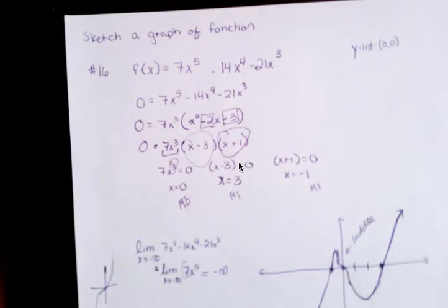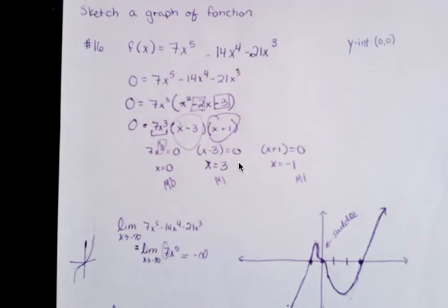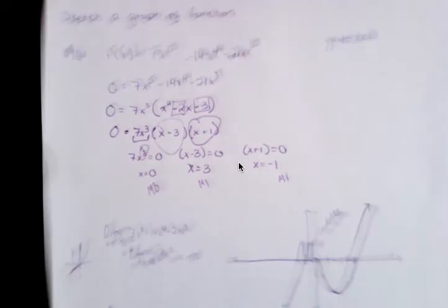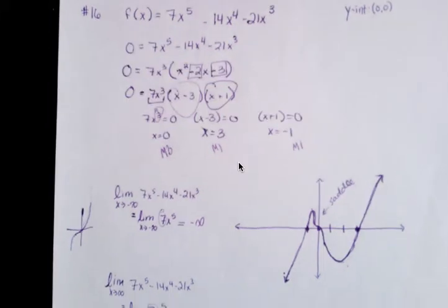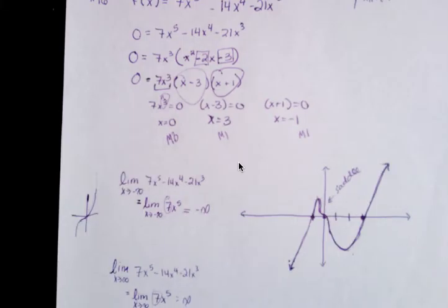Here's a view of the whole thing. So remember, your first step was finding your x and y intercepts and then graphing those. Then figuring out your multiplicities and your end behavior and just sketching in the known details.